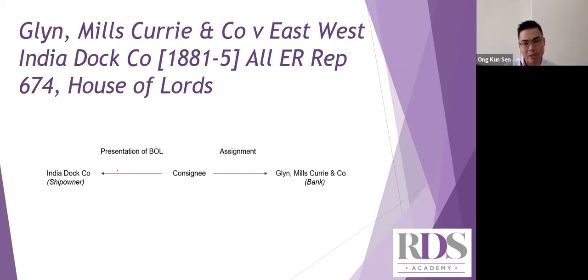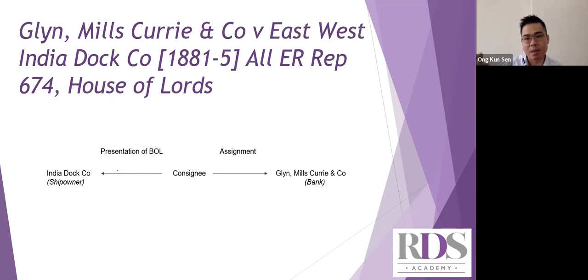So when the ship reached the port, on the face of the BOL, the ship owner still thinks that the consignee is the end user. What happened after that is that the consignee, despite having gotten the money from the bank and having given the BOL to the bank as security, somehow still managed to produce a bill of lading to the ship owner, without telling the bank, of course. The ship owner looked at the BOL and said, you are the consignee stated on the BOL, I release the goods to you. So by accident or by mistake or for some reason, the ship owner released the goods to the consignee.